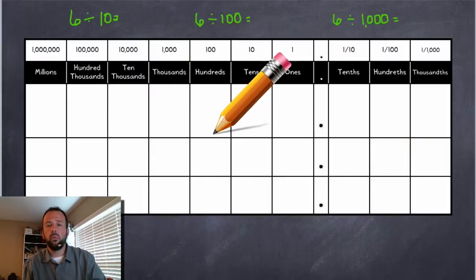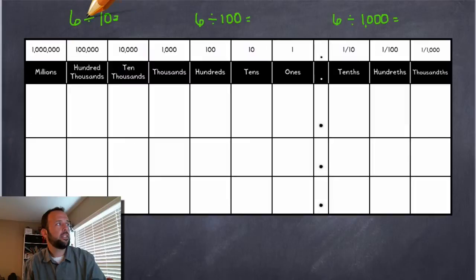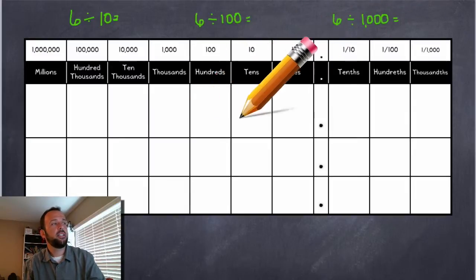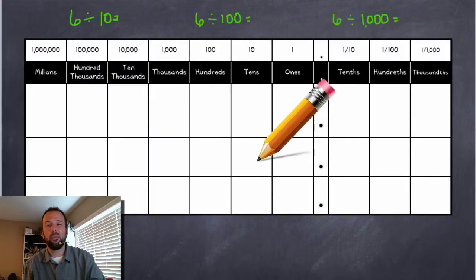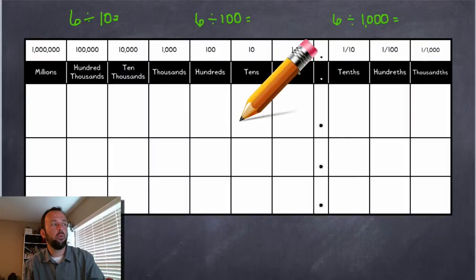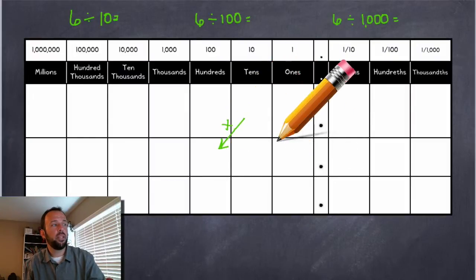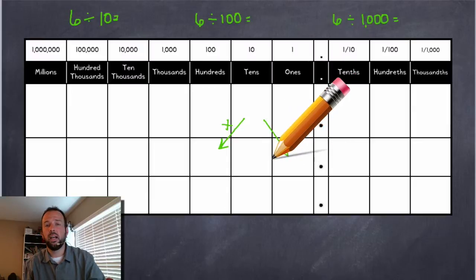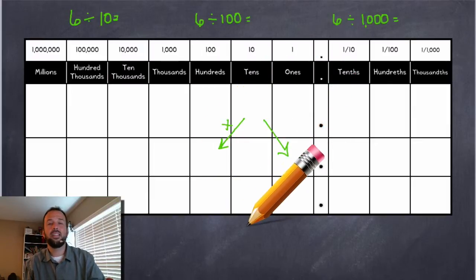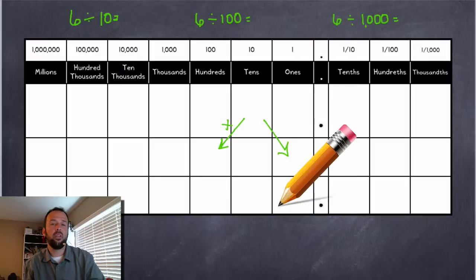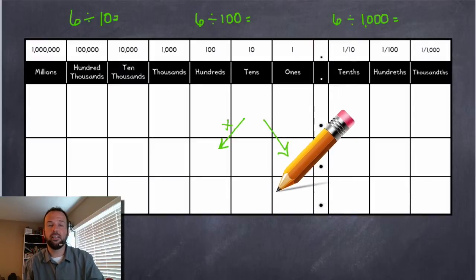All right, so now we're working with division, okay? And I have 6 divided by 10, 6 divided by 100, and 6 divided by 1,000. So we can take a look at our place value chart and see how place value is going to come into play. When we were multiplying, we moved up a place value. When we divide, we're going to be moving down a place value, okay? So let's take a look at the patterns that we might see and how this might work and make it a little bit easier for us if we recognize a pattern.